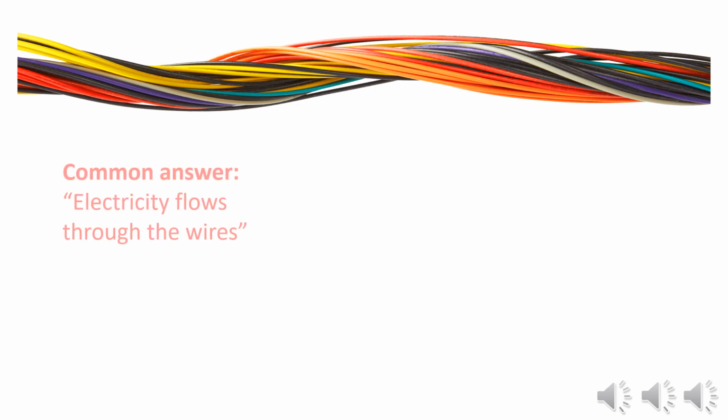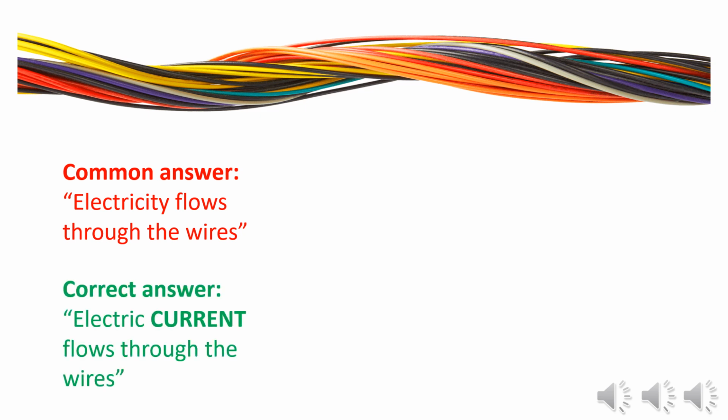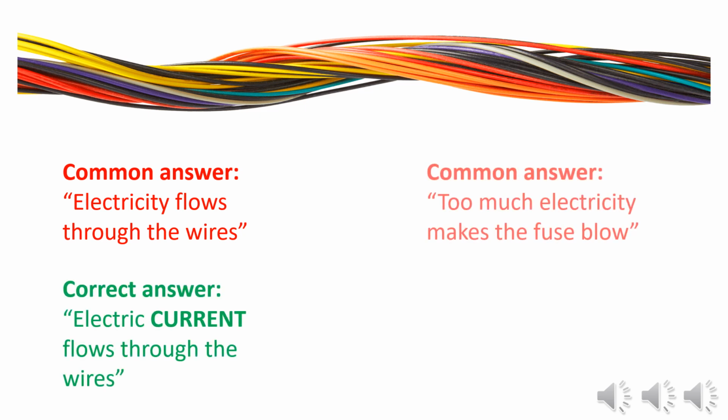And just to finish, a couple of good ways to lose marks on electricity questions. Often people say electricity flows through the wires. Should actually say electric current flows through the wires. And again, too much electricity makes the fuse blow. Yeah, not quite right. If the current is too high, the fuse will melt, is the correct answer.